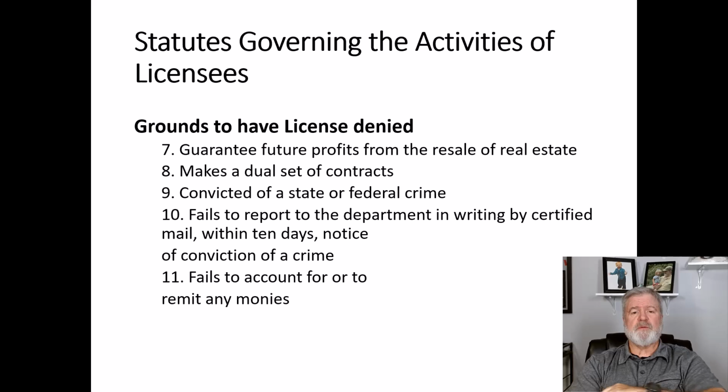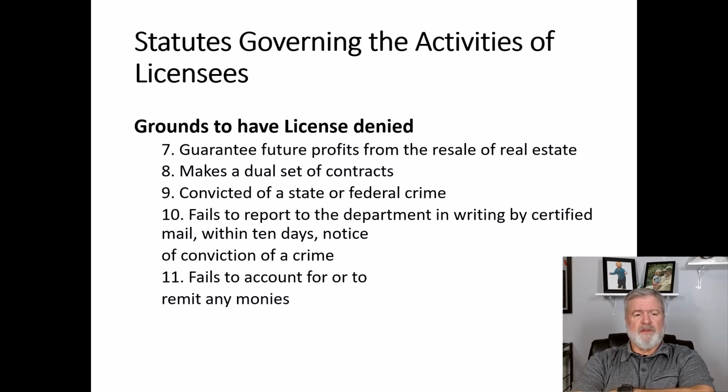So you can't just give out the initial contract to sell to all parties and then not submit any addendums that might change the terms. You've got to submit it all, especially to the lender, because that's what the underwriter is looking for. Otherwise you could be accused of dual sets of contracts, and again, you're going to have a problem there.